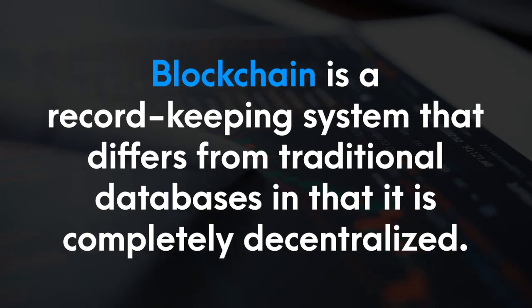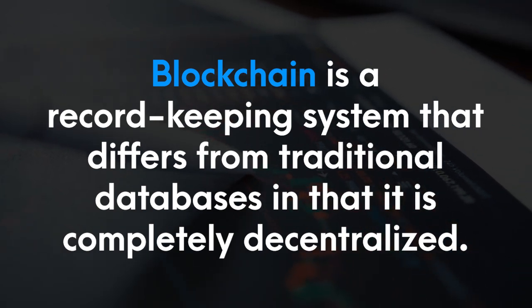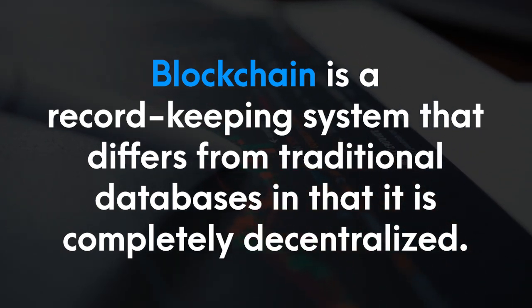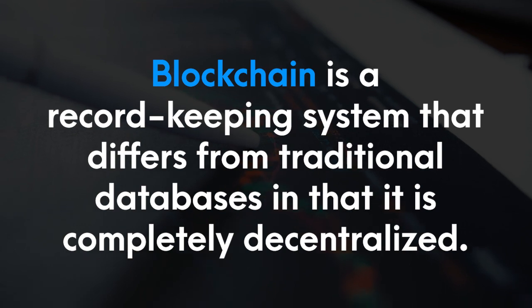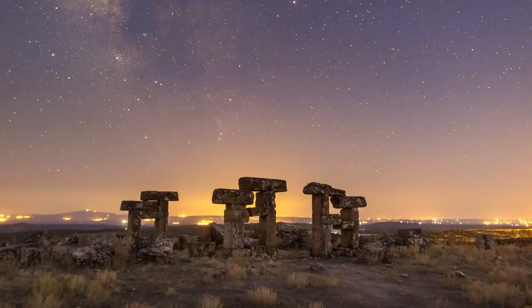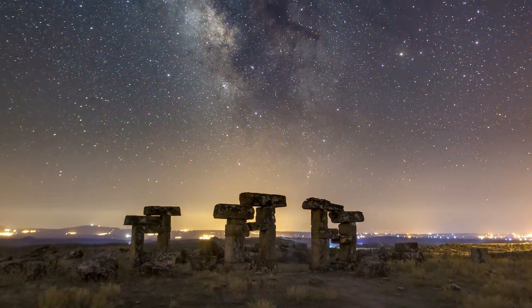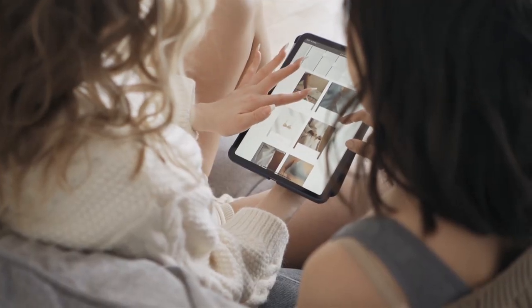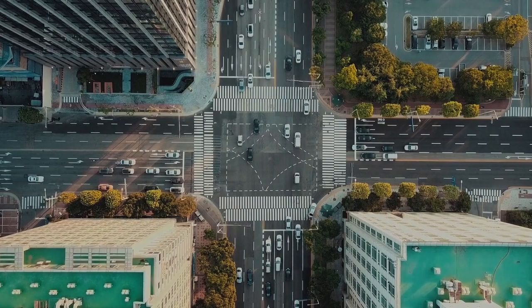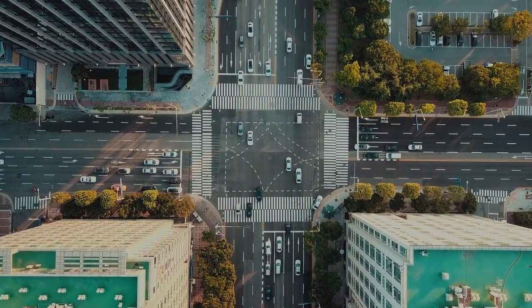Blockchain is a record-keeping system that differs from traditional databases in that it's completely decentralized. Decentralized blockchains are unchangeable. We've come a long way from trading a dozen chickens for a few construction materials to touching a device for digital transactions. For at least a few millennia, money has been an important component of human life.